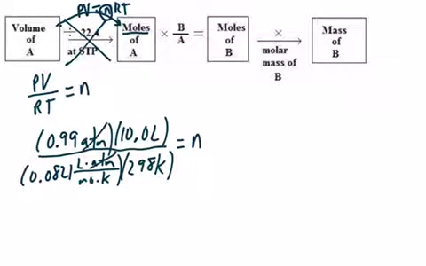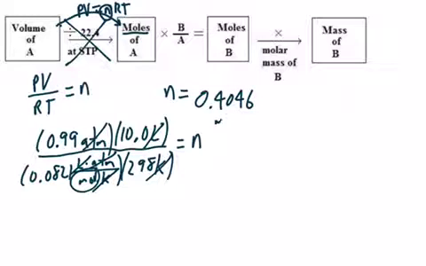See, the ATMs will cancel. The liters and the Kelvin will cancel. Mole will be the only thing left. And you end up getting that n is equal to, I'm sorry, wrong number. n is equal to 0.4046 moles. And this is moles of A. If you remember, A is water, which is steam. Now, we don't want moles of A, we want moles of B, which is ammonium nitrate.